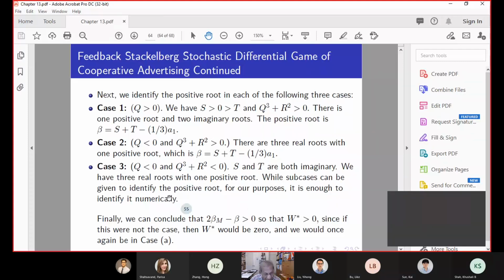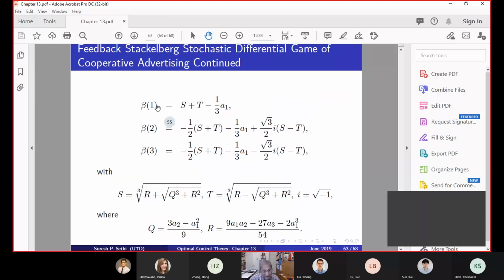While subcases can be given to identify the positive root, for our purpose, it's enough to identify numerically. So there are subcases of which one of the three roots are positive. And that requires, again, a lot of writing, but we just do it here in terms of numbers. So once we have the number, we can tell you what. So what I'm trying to do here is identify which of these roots is positive.